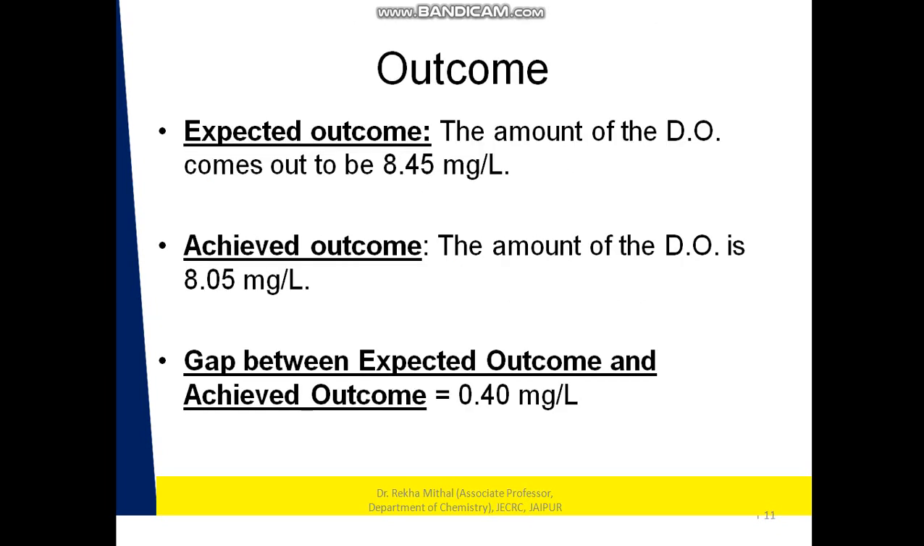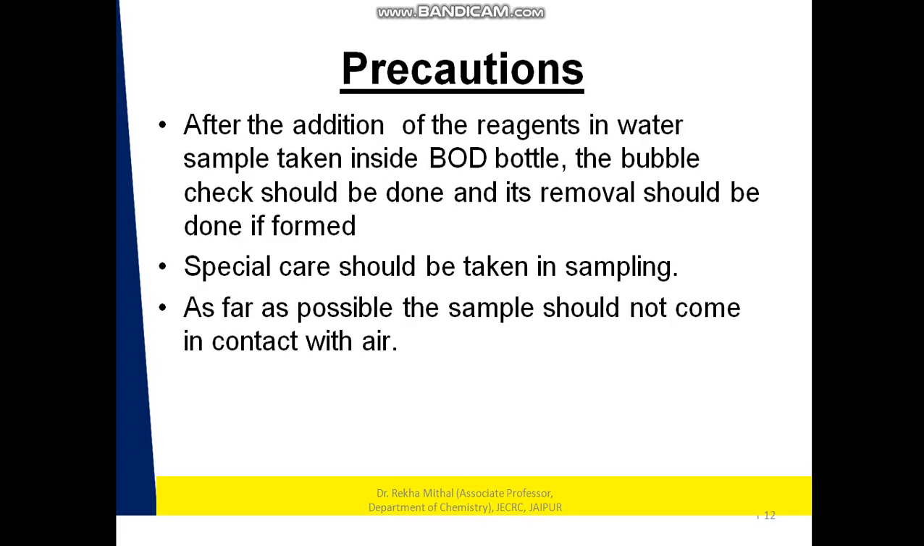Now our expected outcome is that the amount of dissolved oxygen comes out to be 8.45 milligram per liter. This is the expected outcome, and what we achieved is 8.05 milligram per liter. So the gap between the expected outcome and achieved outcome is 0.40 milligram per liter. So we have done the experiment almost accurately, because there is very minimal error.